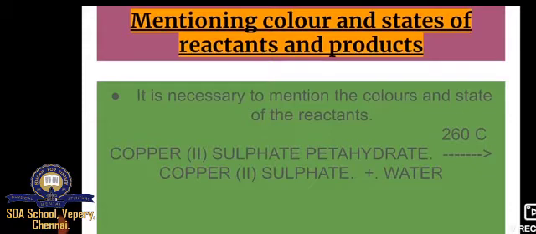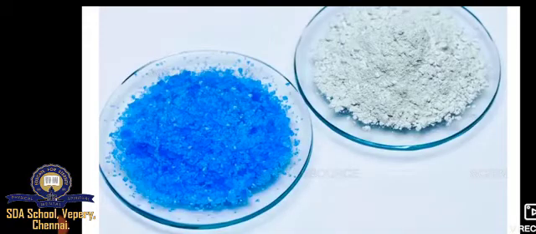See, copper 2 sulfate pentahydrate, when it undergoes a reaction with the help of temperature, we are heating this copper 2 sulfate pentahydrate. It is giving out the products copper 2 sulfate plus water. So we can call this reaction a decomposition reaction. Here we have 2 colored salts. One is blue in color, another one is white in color.